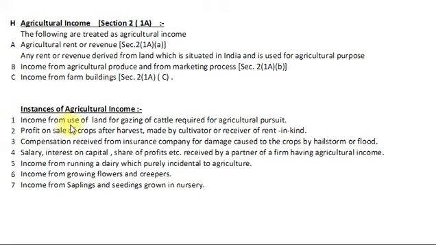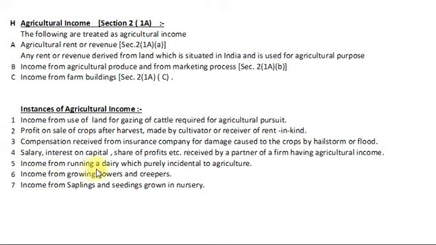Number 1, income from use of land for grazing of cattle required for agricultural pursuits. Number 2, profit on sale of crops after harvesting made by the cultivator, or receipt of rent in kind. Number 3, compensation received from an insurance company for damage caused to the crops by hailstorm or flood. This is about the compensation received from an insurance company in relation to the damage of agricultural produce. Next, salary, interest on capital, share of profits, etc. received by a partner of a firm having agricultural income. Point number 4 is about the income of partners from a firm having agricultural income.